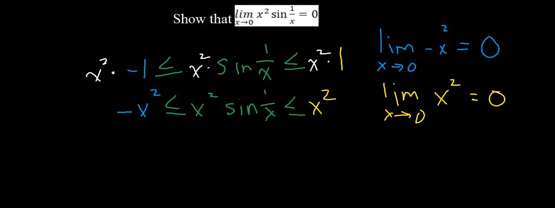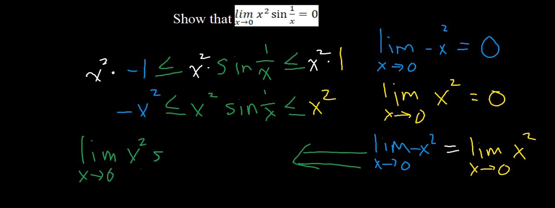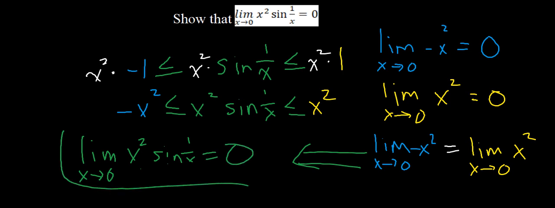I noticed that the smallest function's limit is equal to the largest function's limit. The limit as x approaches 0 of -x squared is equal to the limit as x approaches 0 of positive x squared. So therefore, I can make the conclusion that the limit as x approaches 0 of x squared times the sine of 1 over x has to equal 0.